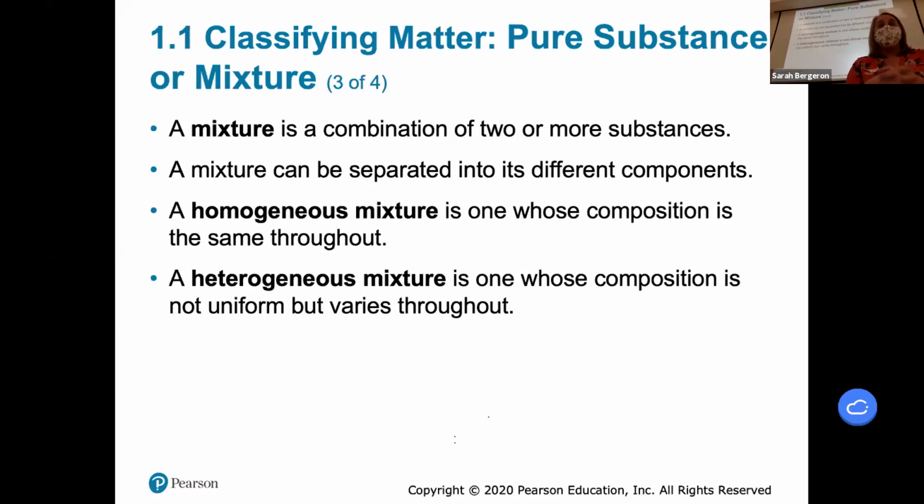If I had salt water, could I separate the salt from the water? Absolutely. All I have to do is heat it. The water will evaporate and the salt will condense down at the bottom. So we can definitely separate it. And we said a homogeneous mixture, scientifically, we're going to say one whose composition is uniform throughout the entire mixture. A heterogeneous one is whose composition is not uniform. So here's my, look, I can pick out the Coke, right? That's a heterogeneous mixture.